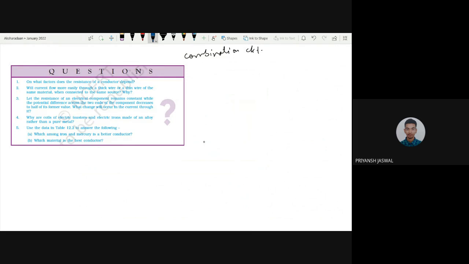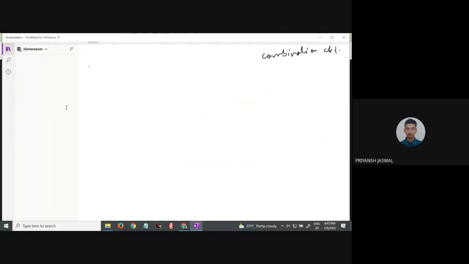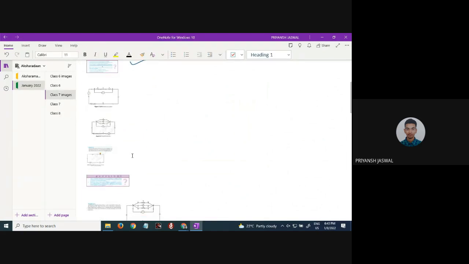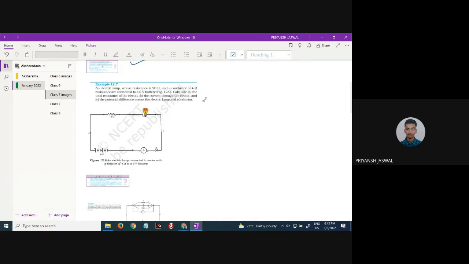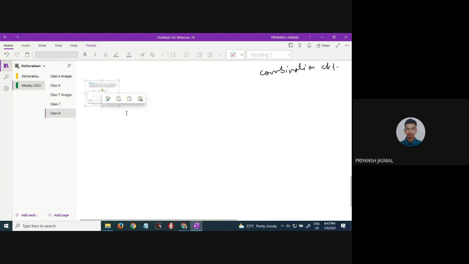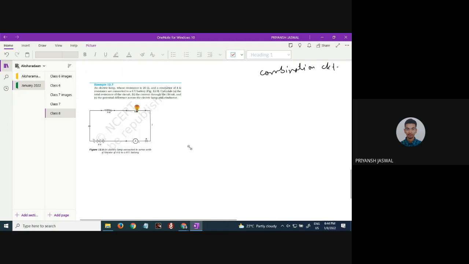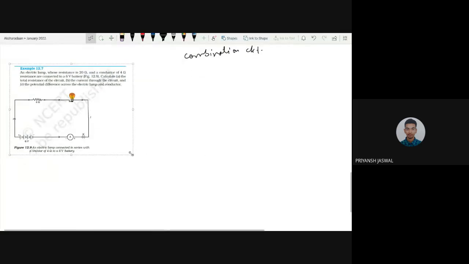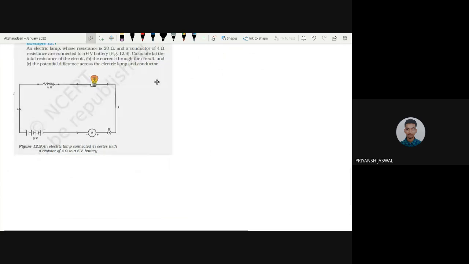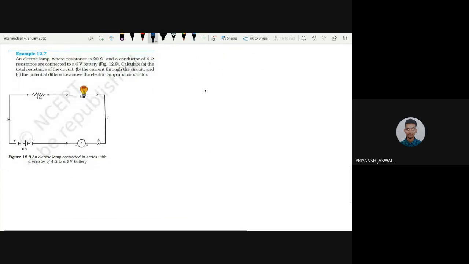So there's the question. I think this one we have done last time. I did not mark it. This one. All right. So I hope you can see it. Question is that it is an NCERT example.